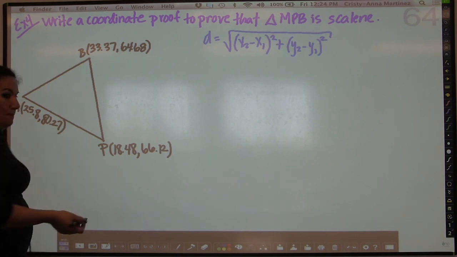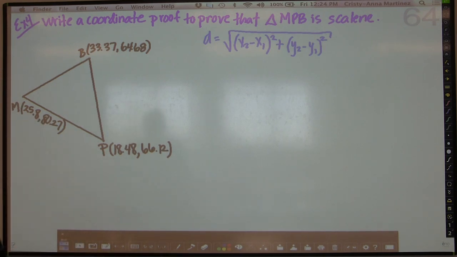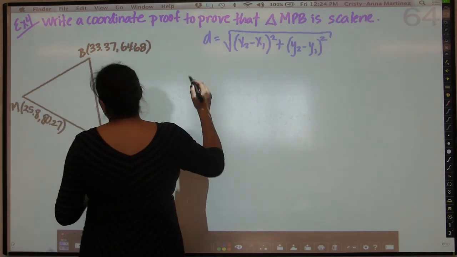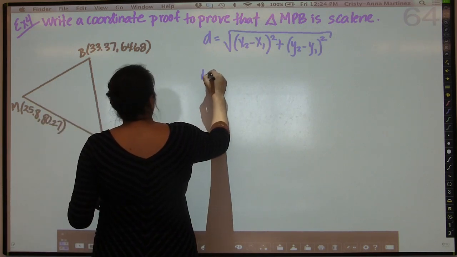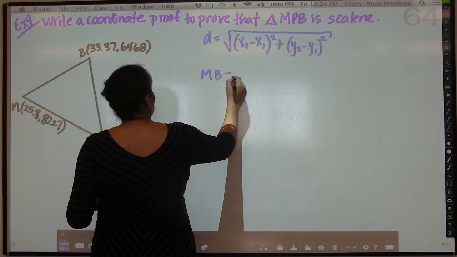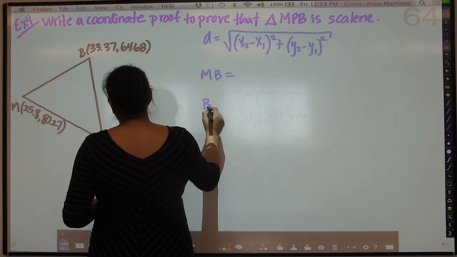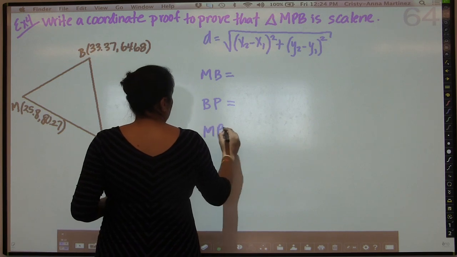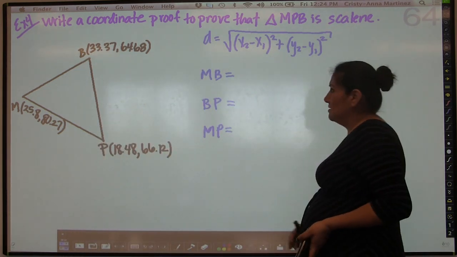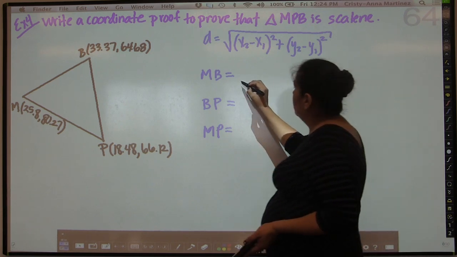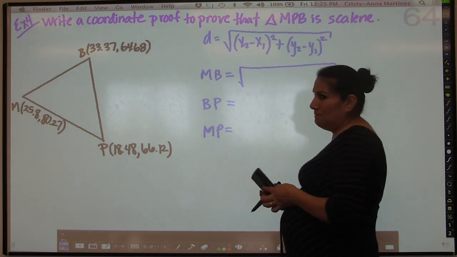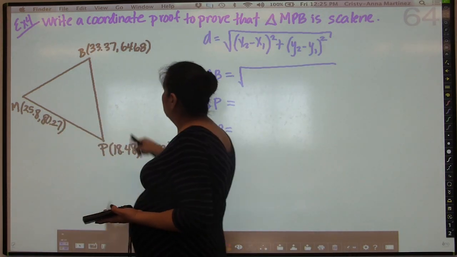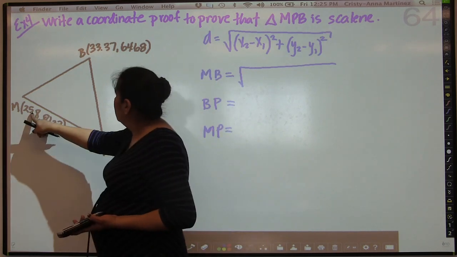So I'm going to get my calculator because decimals and me just don't always get along. So we're going to find, this is triangle MBP, so we need to find the distance of MB. We need to find the distance of BP, and we also need the distance of MP. Okay, we need these 3 distances, and then we need to make sure that none of them are the same, because if they were the same, then it might be isosceles or equilateral. So remember that we already have the x coordinates and everything labeled here.